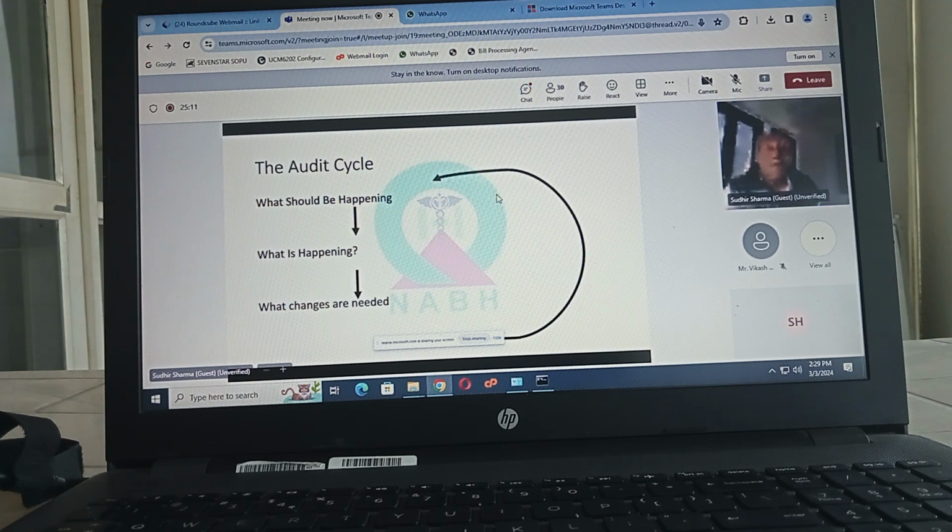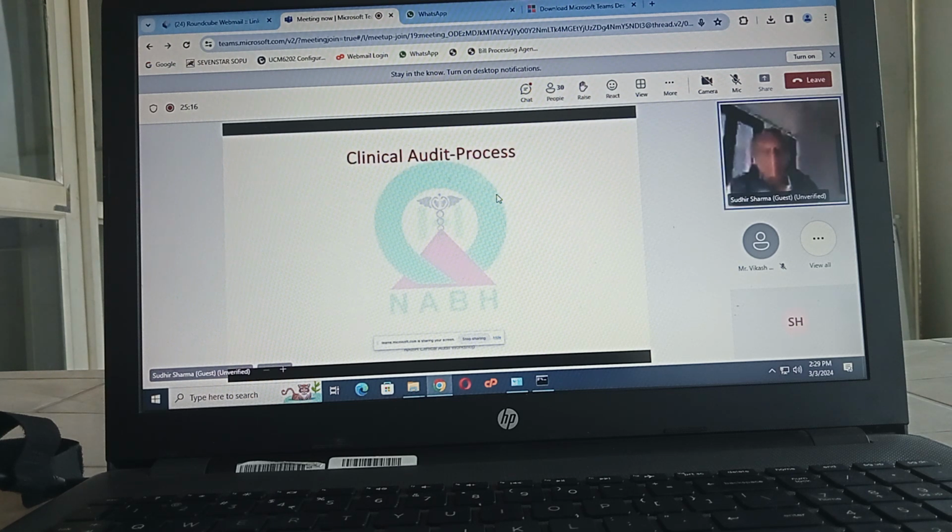So clinical audit process. It's a simple 5-step process and today we are going to be seeing each of these 5 steps in detail.